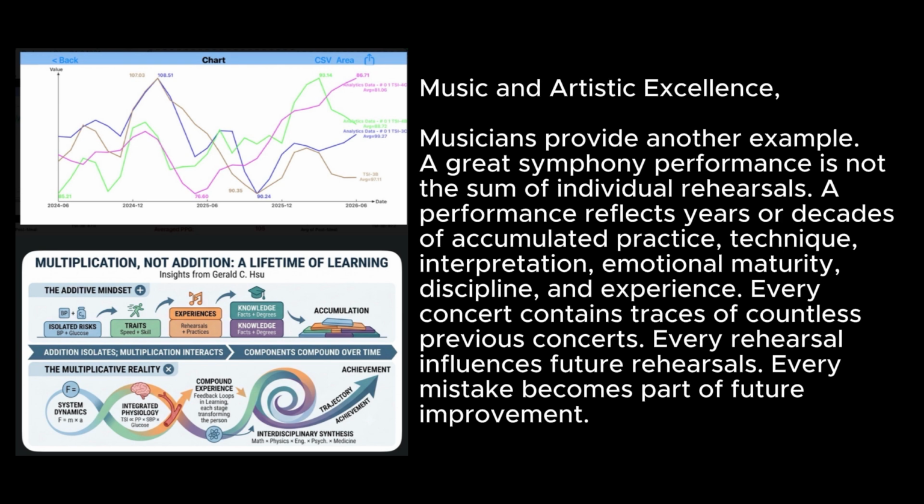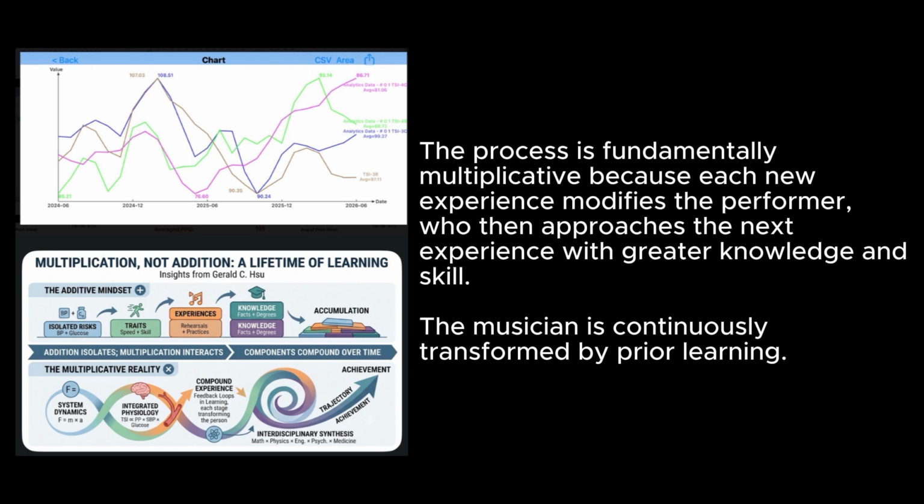Music and artistic excellence. Musicians provide another example. A great symphony performance is not the sum of individual rehearsals. A performance reflects years or decades of accumulated practice, technique, interpretation, emotional maturity, discipline, and experience. Every concert contains traces of countless previous concerts. Every rehearsal influences future rehearsals. Every mistake becomes part of future improvement. The process is fundamentally multiplicative because each new experience modifies the performer, who then approaches the next experience with greater knowledge and skill. The musician is continuously transformed by prior learning.